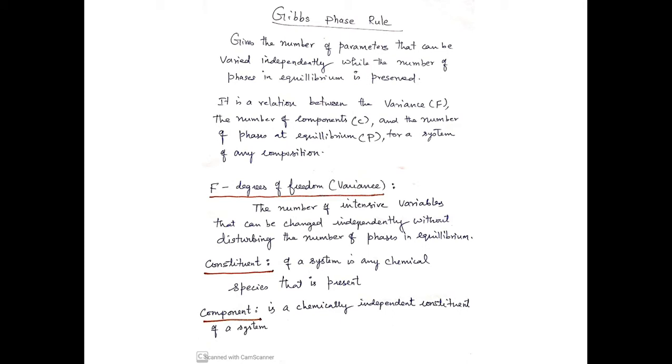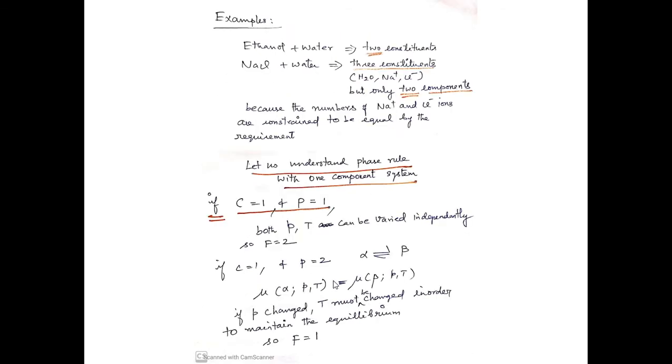What's a constituent? A constituent of a system is any chemical species that is present. For example, let's take a mixture of ethanol and water. That's a single phase because ethanol is completely miscible with water, but it has two constituents. One is ethanol, another is water.